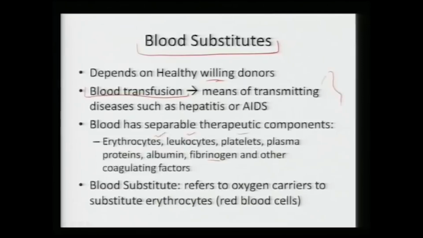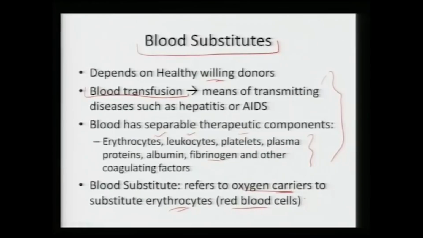So we can see that blood basically has so many constituents, therapeutic components which can be separated, but blood substitutes refers to the oxygen carriers which basically are utilized for substituting erythrocytes or red blood cells.